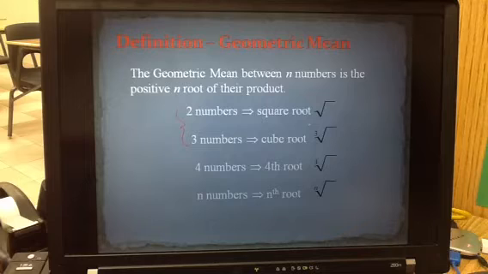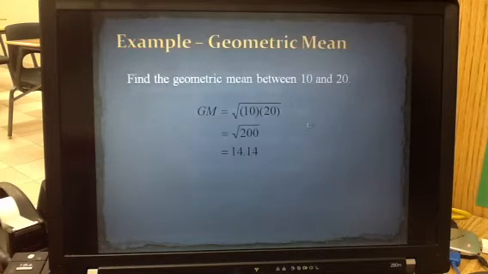Okay, so let's show you how this works. If I ask you to find the geometric mean between the numbers 10 and 20, you have two numbers, so you're going to use square root. So you're going to multiply the two numbers together and then take the square root of that.